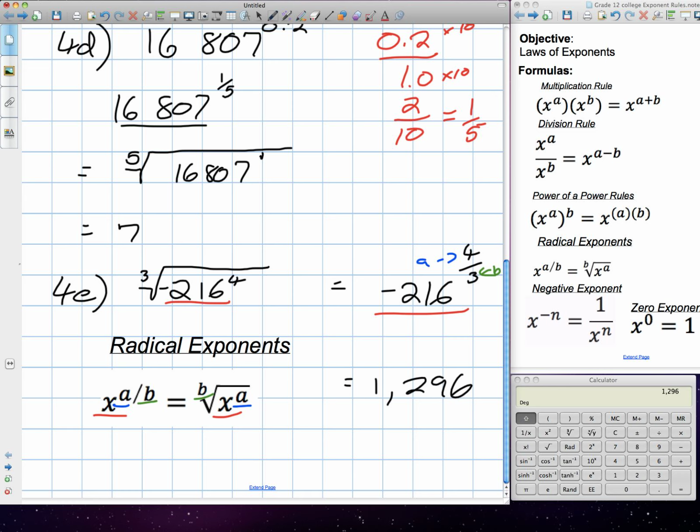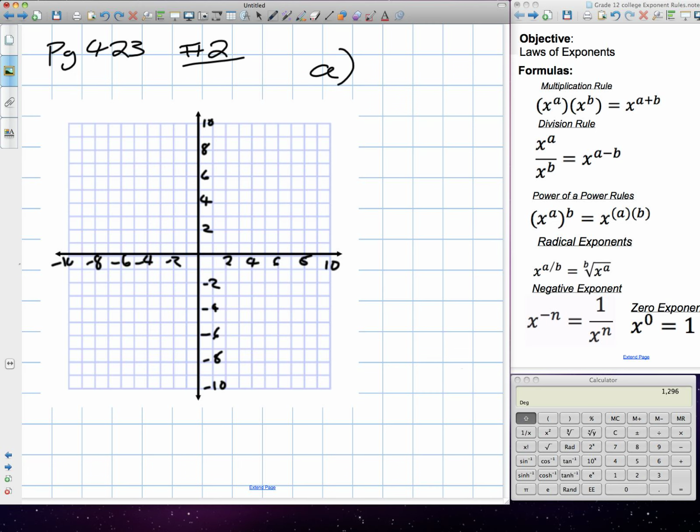This is question number 2 for page 423. Question A. They want us to graph an exponential function. So we have a function y is equal to 3 to the power of x. They want us to graph this. They're telling us 4 things we need to determine.